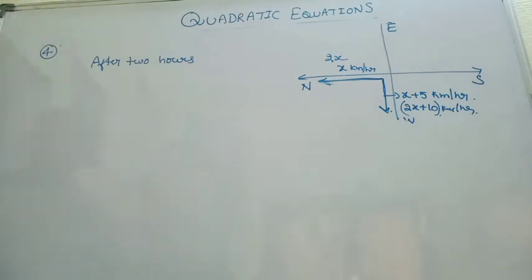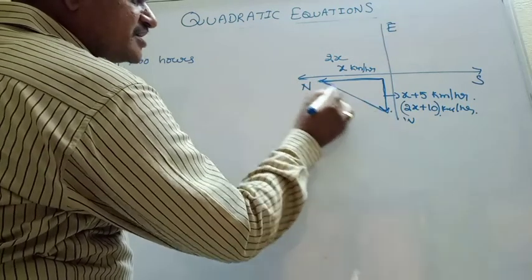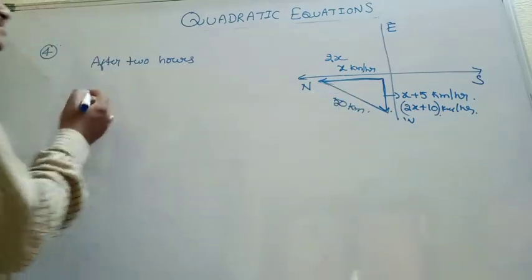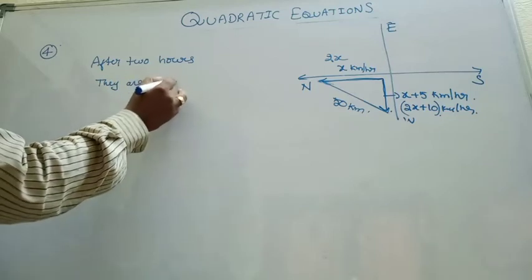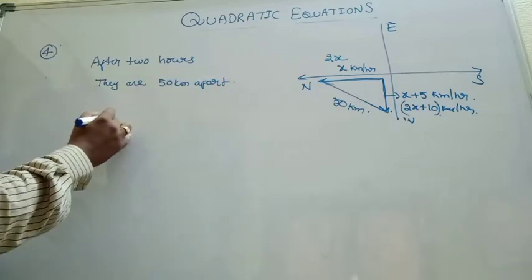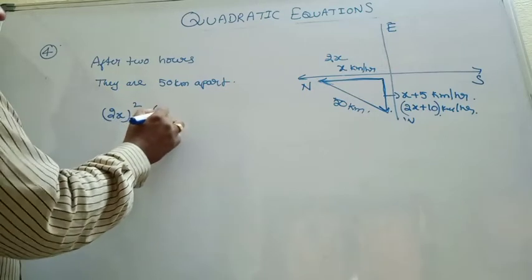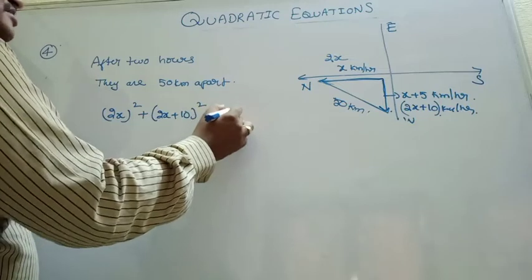Now they have given that after 2 hours they are 50 km apart. The 50 km apart means this is the shortest distance we need to take now, 50 kilometers. That means 2 hours they are 50 km apart. So 2x whole square plus 2x plus 10 whole square is equal to 50 square.